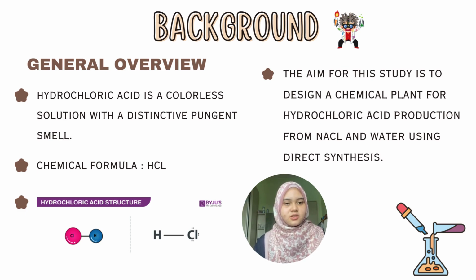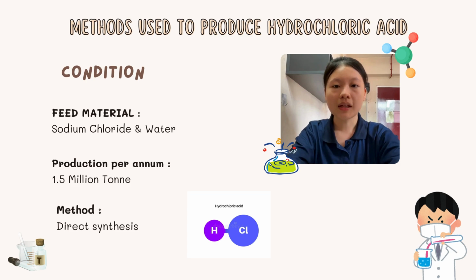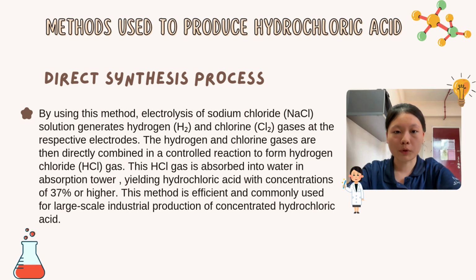The aim of this study is to design a chemical plant for hydrochloric acid production from NaCl and water using direct synthesis. Next, I will talk about the method used to produce hydrochloric acid. First, for the condition, the feed material is sodium chloride and water, and the production per annum is 1.5 million ton, and the method used here is direct synthesis. So the process that we use to produce hydrochloric acid is the direct synthesis process.